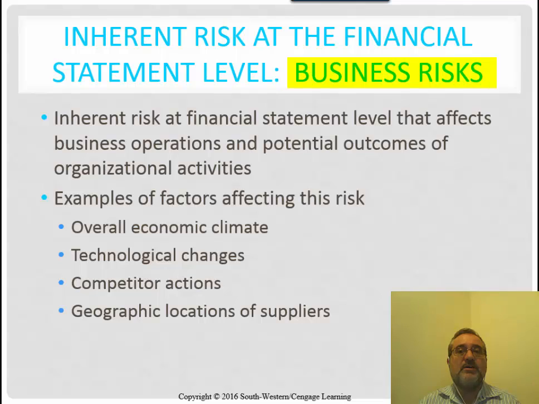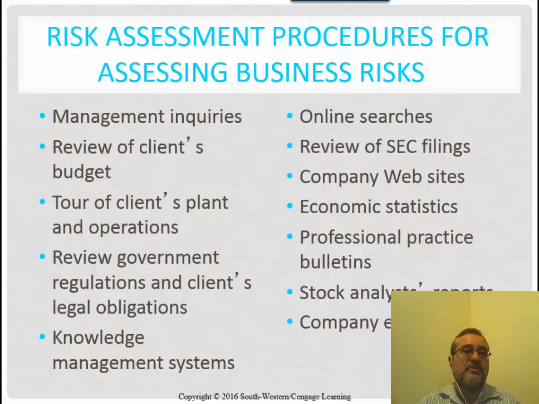At this point, we're focusing on business risks. Inherent risk at the financial statement level affects business operations and potential outcomes of the organizational activity. Examples of these include the overall economic climate, the technological changes that are impacting the organization, competition, as well as the geographic location of suppliers. Next, the risk assessment procedures for assessing business risks. So again, when we're looking at business risks, we are considering this concept of inherent risk.